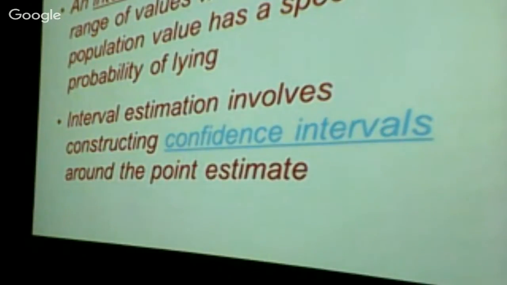So 95% confidence represents an alpha of 0.05. So type 1 error. Did I do this in error? Did I find an effect in error? I have a 5% chance that it was erroneous.